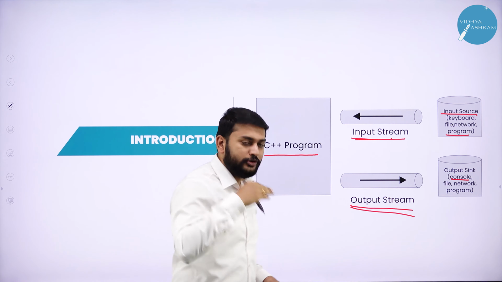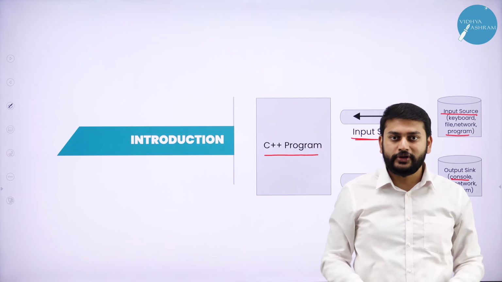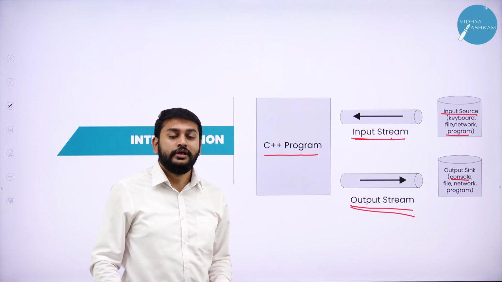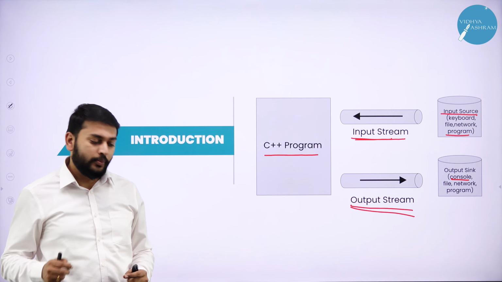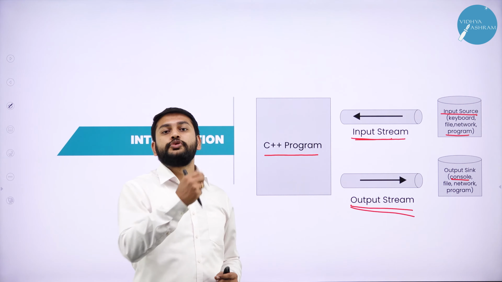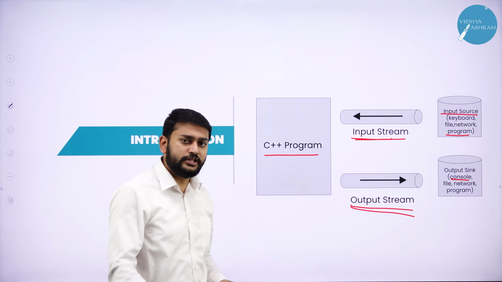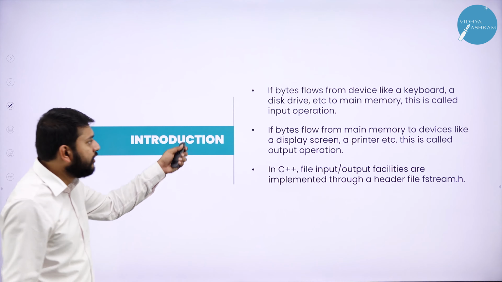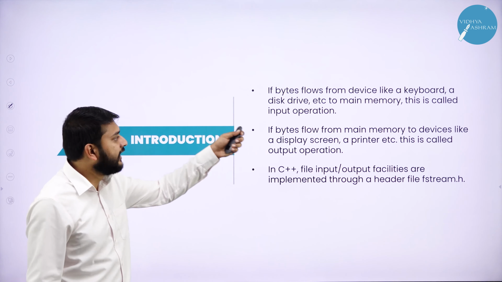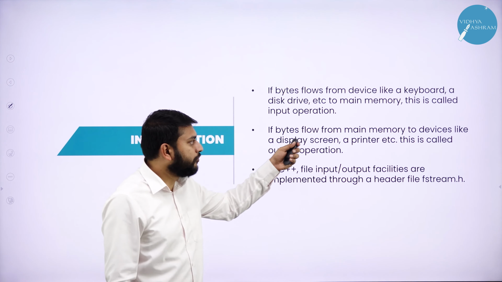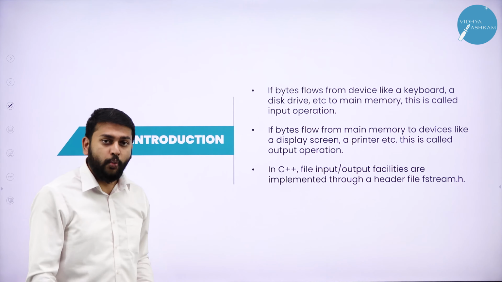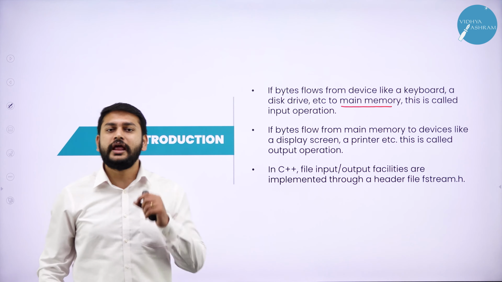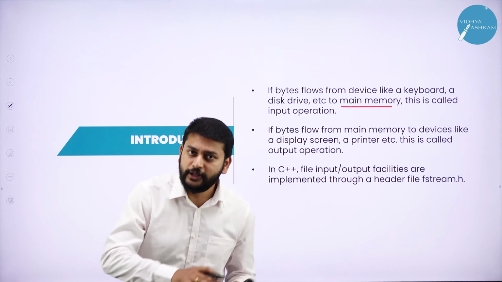Where exactly are you able to see the output? You are able to see the output on the screen. That is what I will call the console. This is how the process happens between the input stream and output stream. This is the basic knowledge that you should have before I get into the topic. So that is what I have explained here: the bytes flow from devices like keyboard, disk drive, etc. to the main memory. Why are we using the word main memory? Because if you are trying to execute any program, it will be in the main memory.